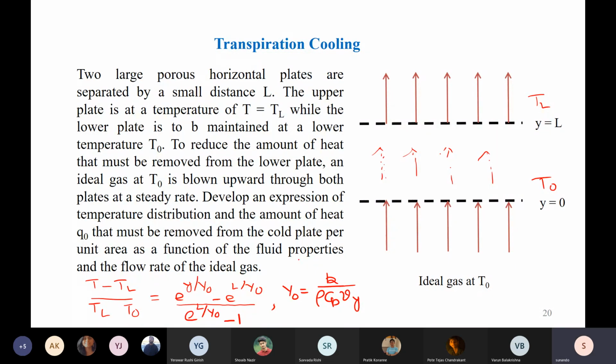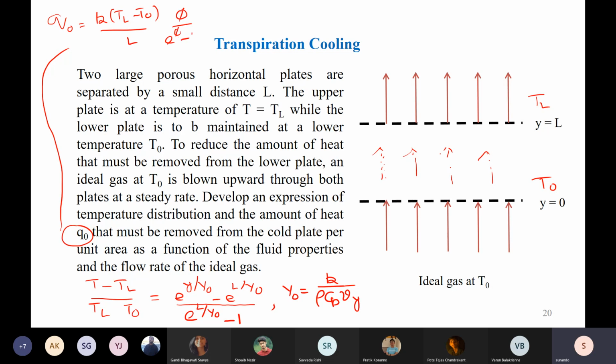And the rate of heat removal is Q0. The answer to this would be K (TL minus T0) by L, times phi by (e to the power phi minus 1). So if you note it down, you can do it on your own and see if you are getting the same results. I have it solved in the subsequent slides, but it's better if you try this first and then look at the solution.